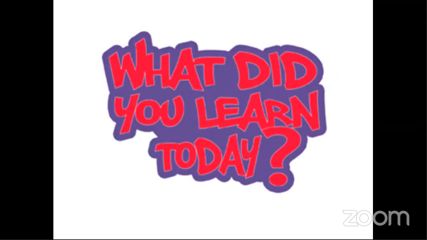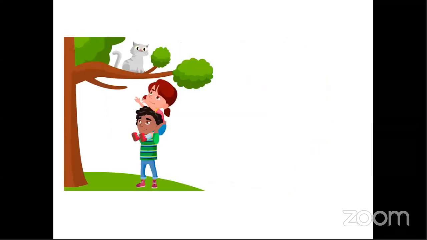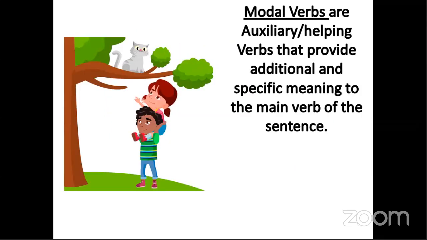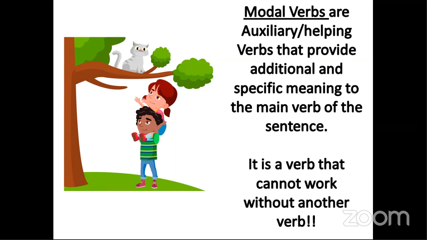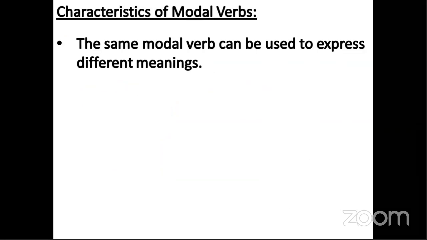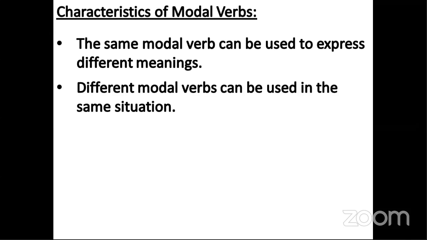So I won't be repeating again. What did we learn today? Let me just take you once again through the definition, because concept is power. So what is a modal verb? Modal verbs are auxiliary or helping verbs that provide additional and specific meaning to the main verb of the sentence. It is a verb that cannot work without another verb. It basically gives the man ki baat of the speaker. It tells the mood of the speaker and extends the meaning of the verb by giving the mood of the speaker.